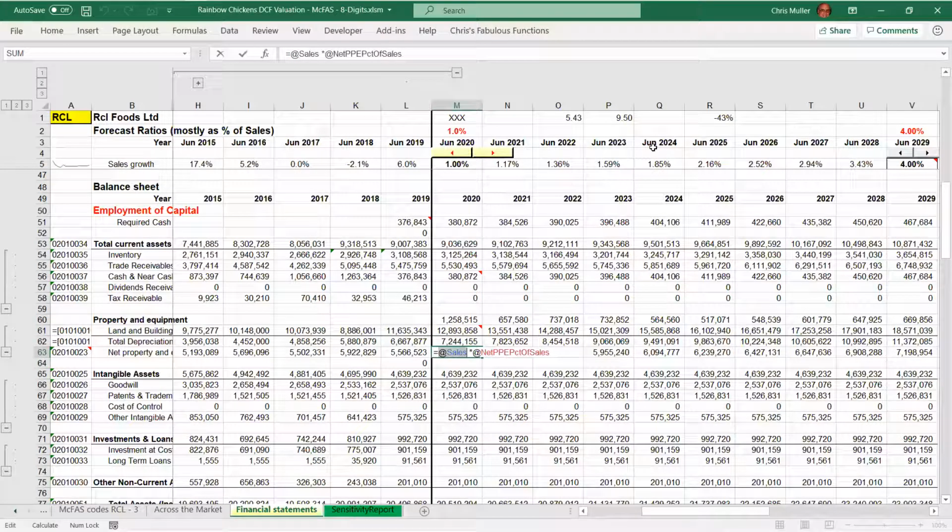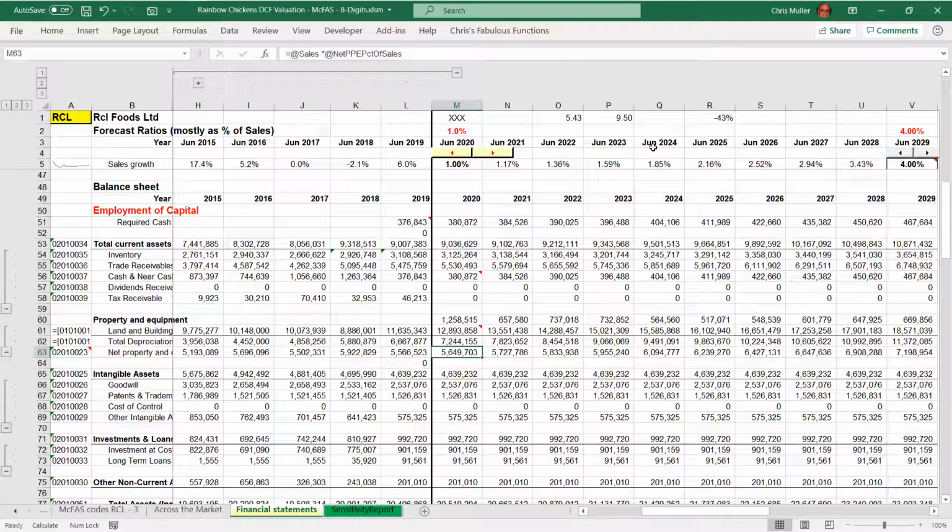We've got an efficiency ratio that says what percent of our sales do we need as working assets. And that's what we calculated up there. Net PPE is a percent of sales. So that's our linkage. That's pretty easily done. We just multiply by our sales and we've got the number. The next part is a little trickier.